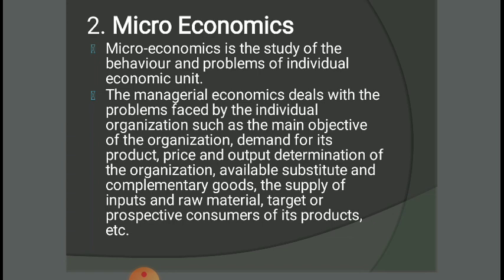Let us take it one by one. Demand for its product. What is the demand in the market for its product? Is there any room that we can increase our demand, or what should be done to influence customers' minds to purchase our product? That is what a manager is always thinking. Secondly, price and output determination of the organization. At what price should the organization sell its product and how much production should be done so that maximum profit can be earned?